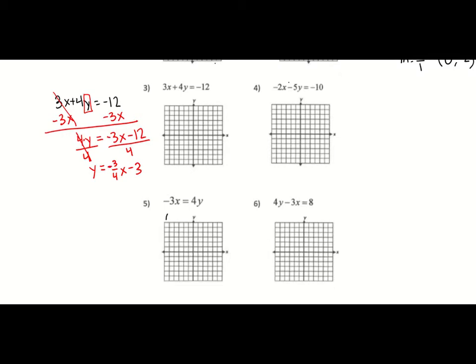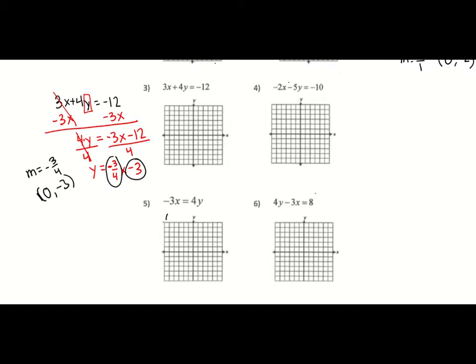Now I'm ready for my slope and y-intercept. Slope is my number in front of x. Don't forget that negative sign, negative 3/4. And my y-intercept is (0, negative 3). My b is negative 3.